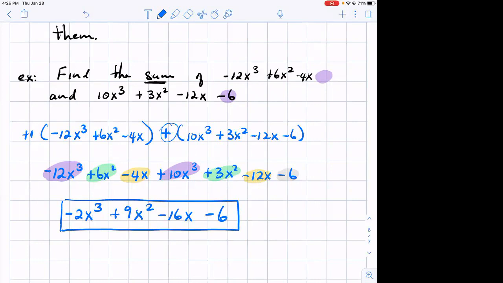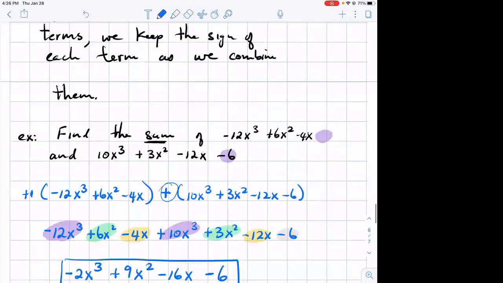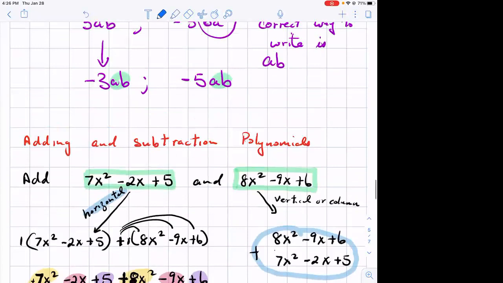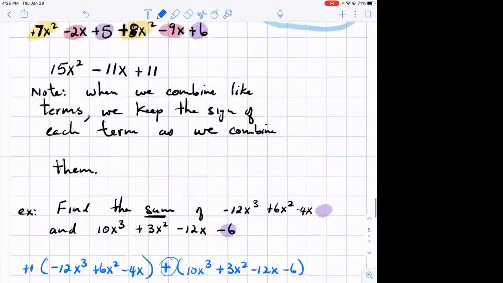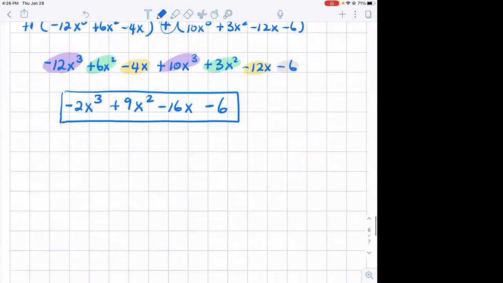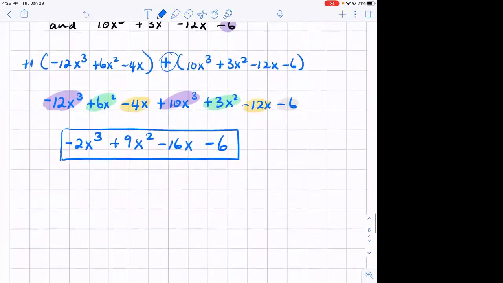Now, what happens, because we want to look at addition. So basically we've looked at addition here. We also want to look at subtraction. But before we get to the subtraction part, let's look at one more addition.